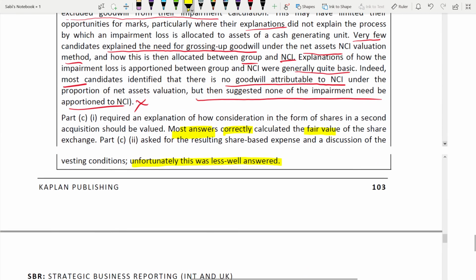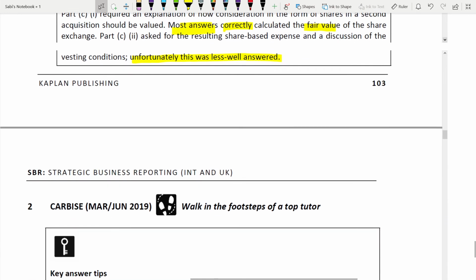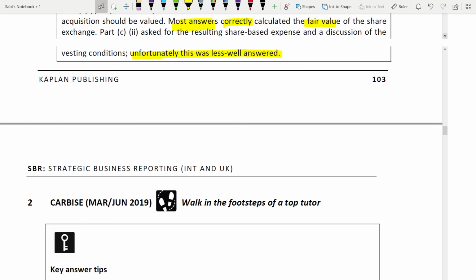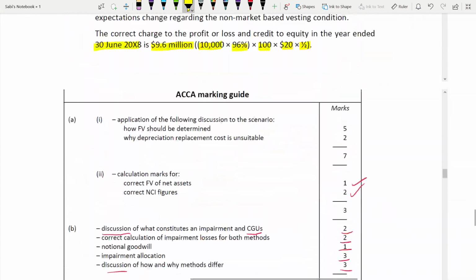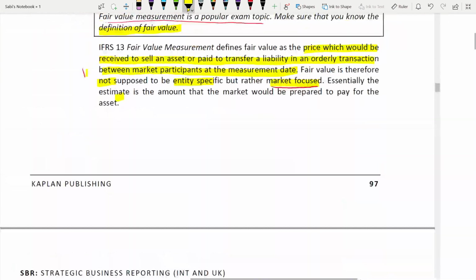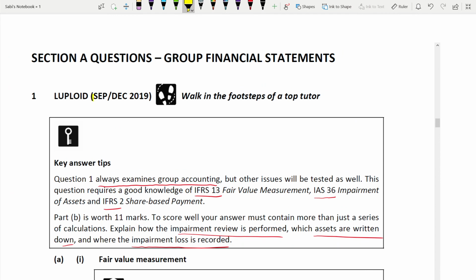So with this, I have ended question 1 here, and the next question will be question 2. If you see, the year also has been given. That means it is from the March June 2019 exam. Even question 1 is also from our past paper, a very recent past paper. This is the September December 2019 paper.